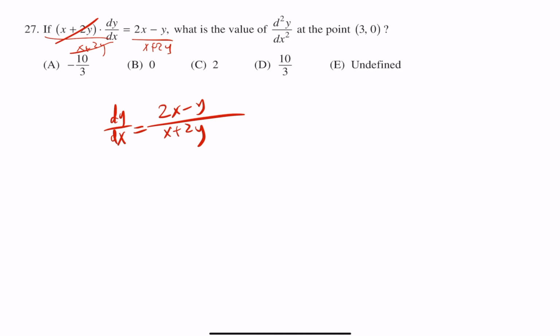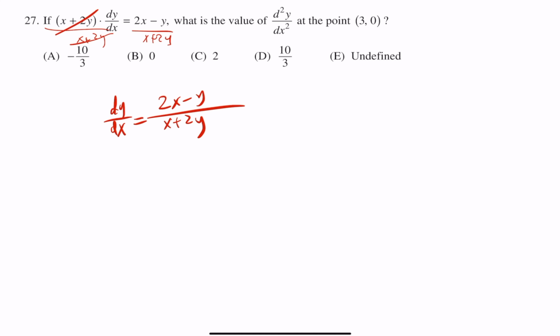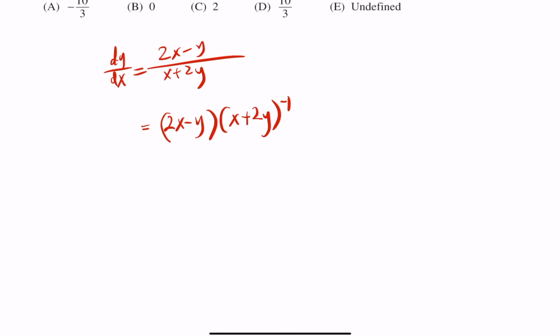Now, we're going to take the derivative of that. You can do the quotient rule if you would like, but I really don't like the quotient rule. I just like chain rules a lot better. So I'm going to call that (2x - y) times (x + 2y) to the power of -1. I like to solve it this way. So let's take the derivative.